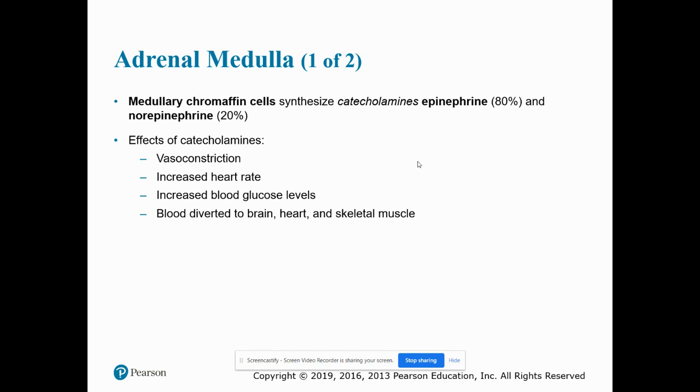And then finally, we have the adrenal medulla. The medullary chromaffin cells synthesize catecholamines, epinephrine 80%, norepinephrine 20%. The effects of catecholamines are vasoconstriction, increased heart rate, increased blood glucose levels, and blood is diverted to the brain, heart, and skeletal muscles.